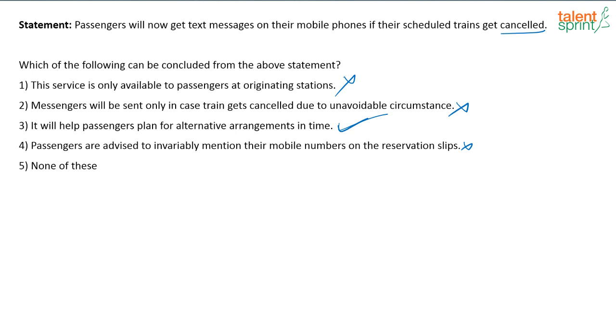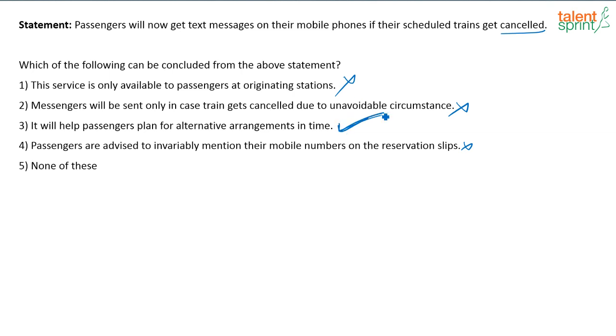See, the fourth option seems to be correct, right? It is because obviously it is given in the statement that passengers will now get text messages on their mobile phones if their scheduled train gets cancelled. But out of the options, which is the best conclusion that you can choose?